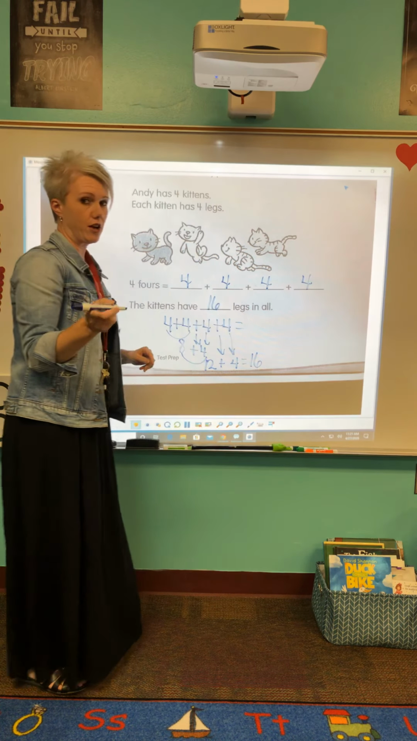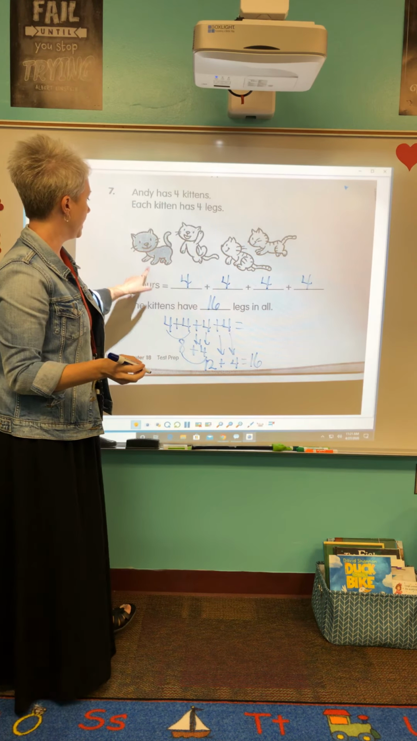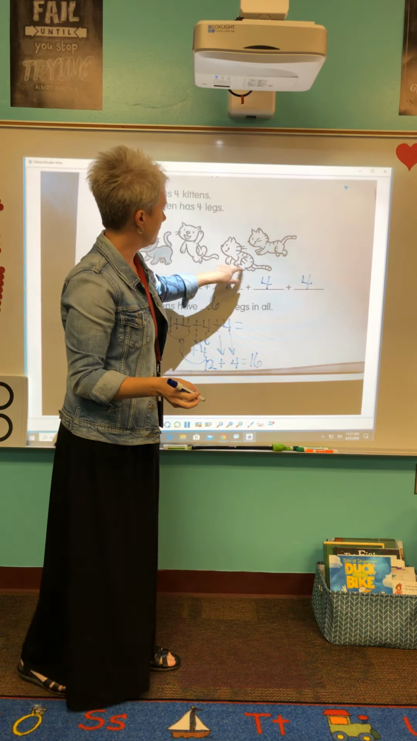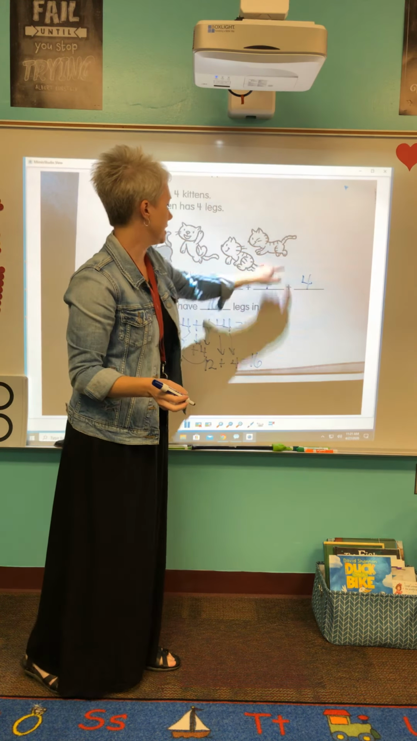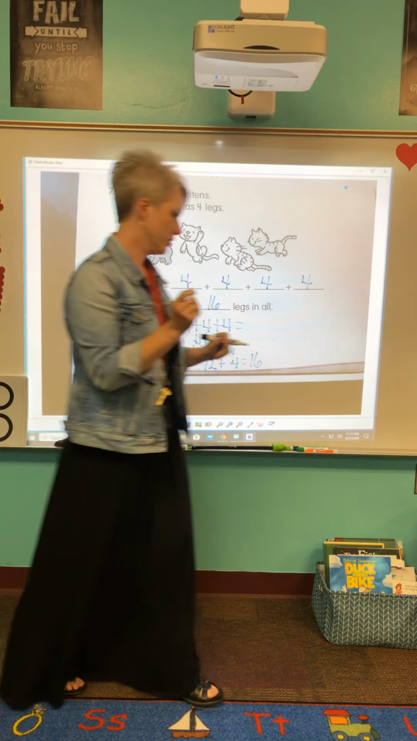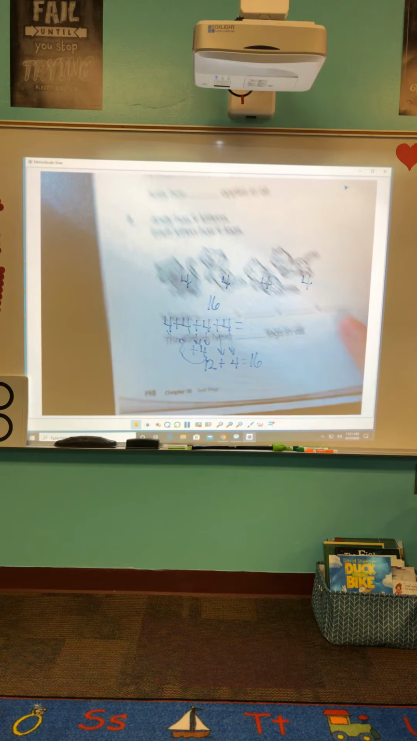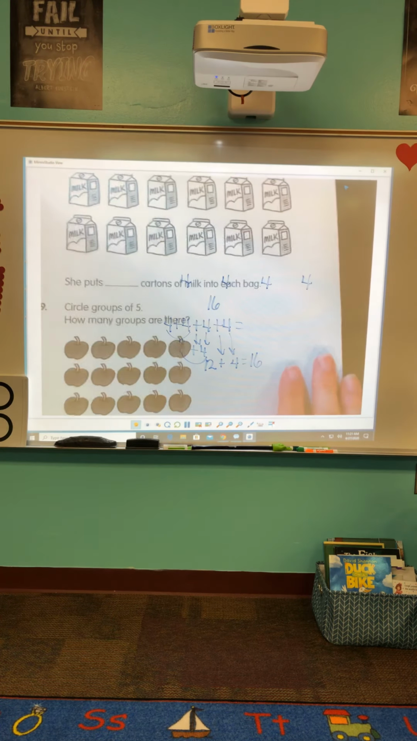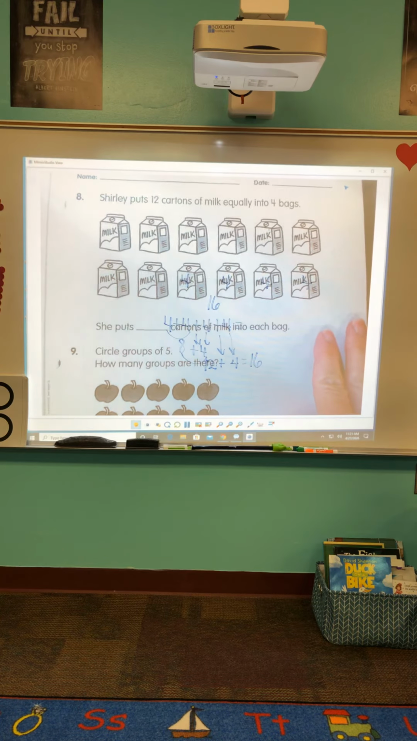Now, if you want to check your answers, you can go back and count their little feet. 1, 2, 3, 4, 5, 6, 7, 8, 9, 10, 11, 12, 13, 14, 15, 16. We got the right answer. All right, go to the next page. Number 8. I think you can just flip it over.